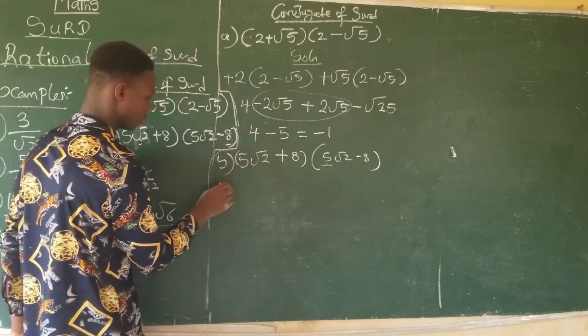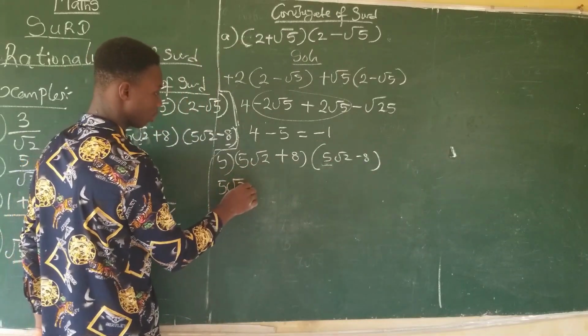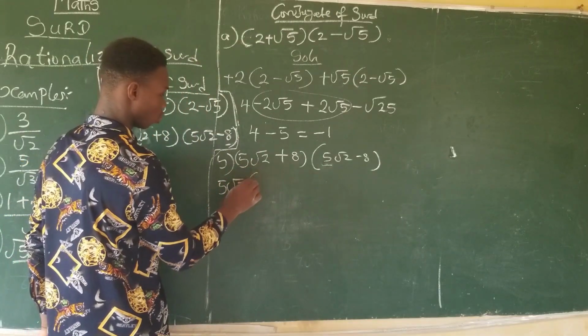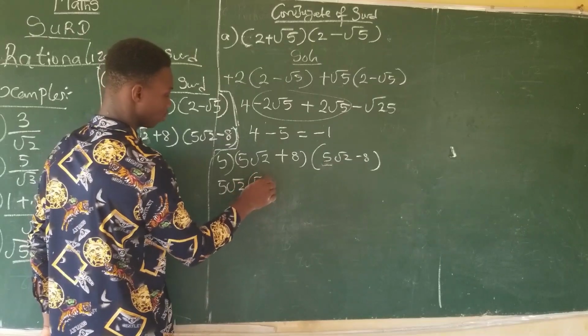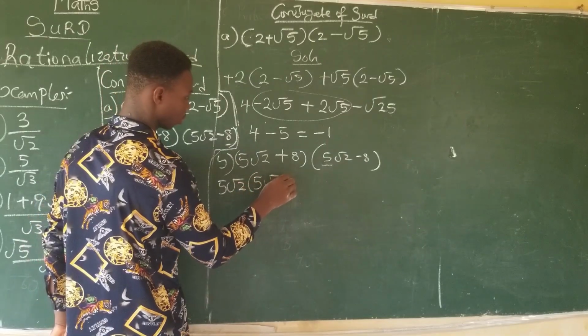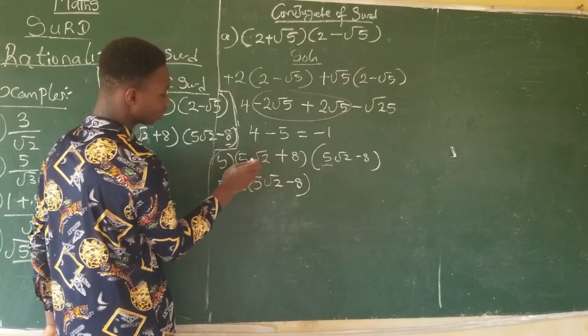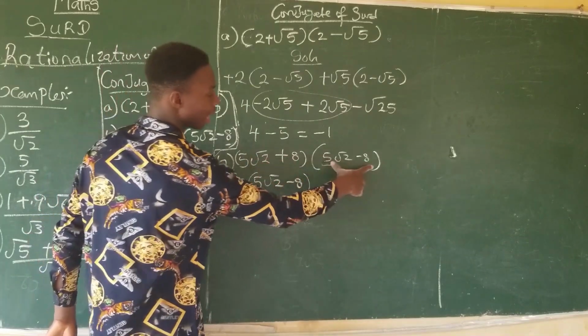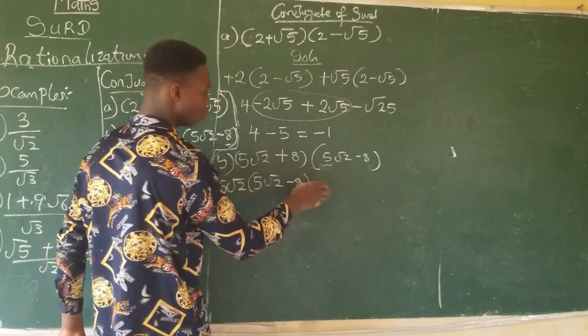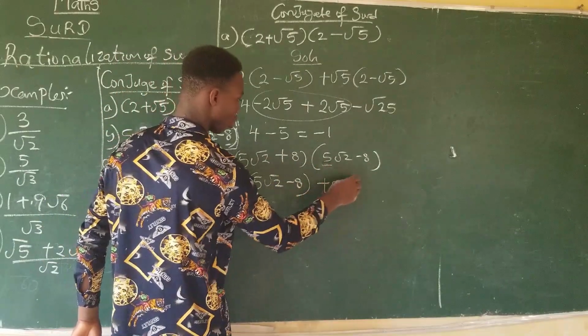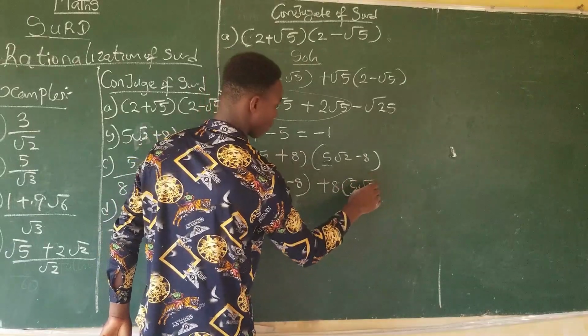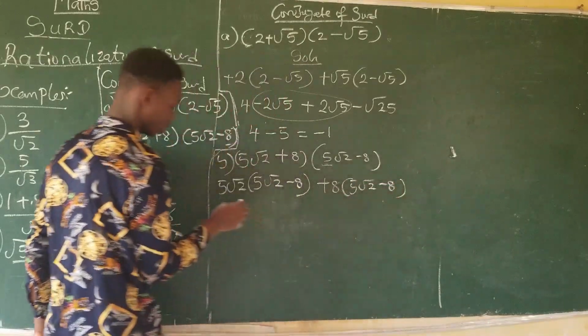So we have 5 root 2, open bracket, 5 root 2 minus 8, close your bracket. That's to say everything you have here will multiply everything in this bracket. So we'll come to the other side, plus 8, open bracket, 5 root 2 minus 8, close your bracket.